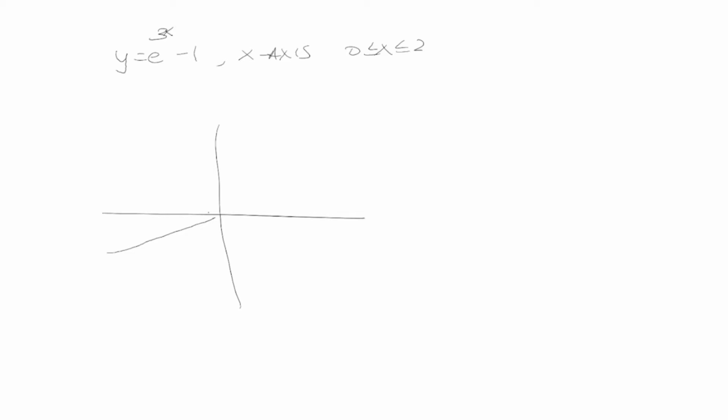Let's find the area between the region y equals e^(3x) minus 1 and the x-axis from 0 to 2. It's always good to start with the graphs. So the graph is going to look something like this. That's going to be e^(3x) minus 1, and we're looking from 0 to 2. So that's going to be this area right here.